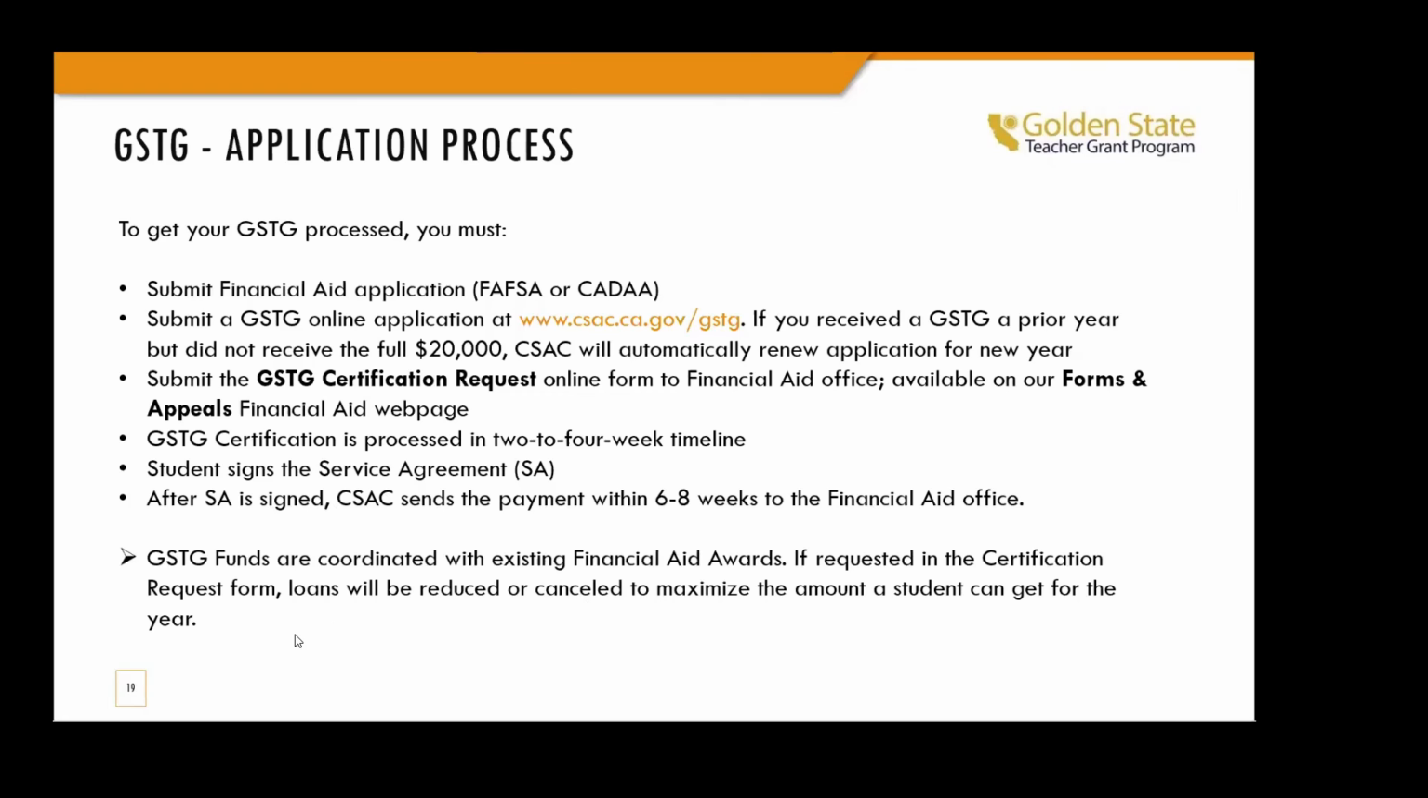Your GSTG funds are coordinated with existing financial aid awards. If you indicate on the certification request form, loans will be reduced or canceled to maximize the amount you can receive. So if you want to receive as much as you can, we can replace the student loans. So if you accepted the student loans, but you want to cancel them in place of getting more of the Golden State grant, that's something that you can indicate on the certification request form.